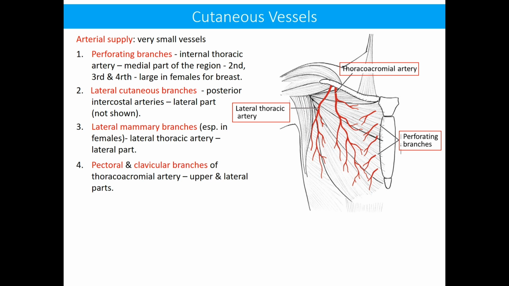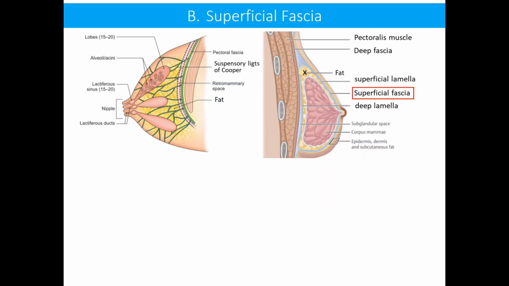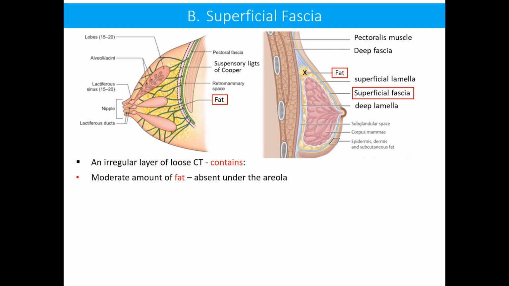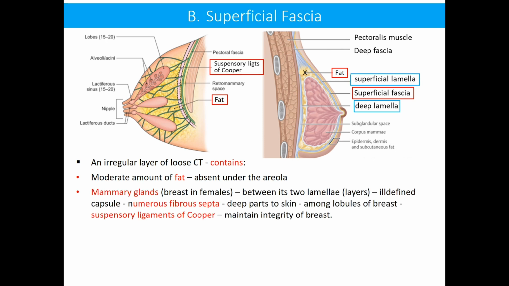Fourth group is pectoral and clavicular branches of thoracoacromial artery which supply the upper and lateral part of the region. Venous drainage is through veins which follow the arteries. Superficial fascia in this region is present as an irregular layer of loose connective tissue, and it contains moderate amount of fat which is absent under the areola.